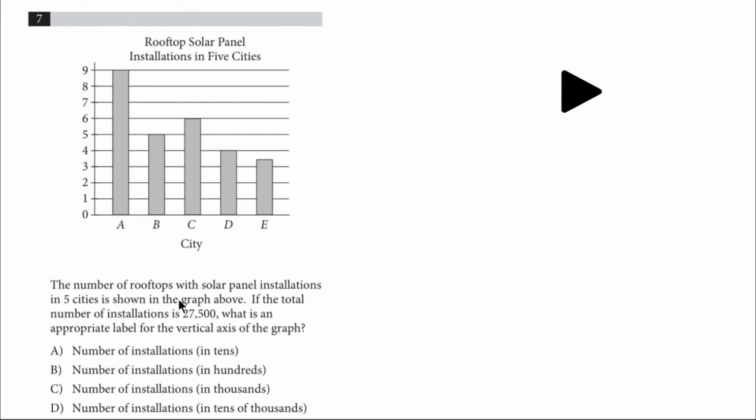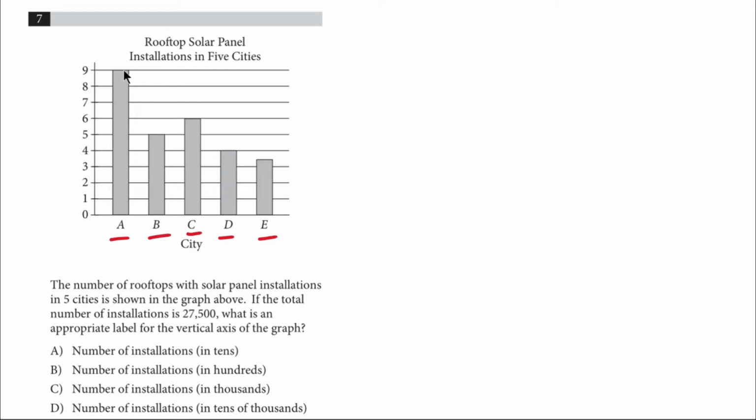The number of rooftops with solar panel installations in 5 cities is shown in the graph above. If the total number of installations is 27,500, what is an appropriate label for the vertical axis right here of the graph? Now, you have to know that there's 5 cities, so city A, B, C, D, E, and the horizontal axis is named city, and we know that there's 27,500 installations.